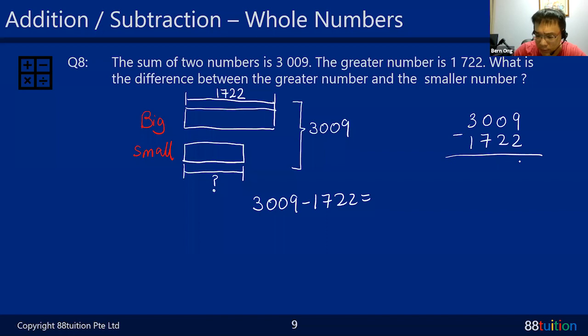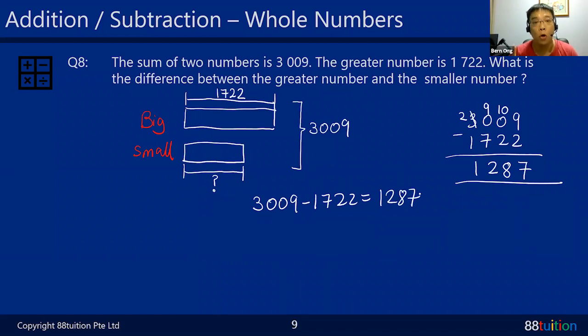All right, 9 minus 2 is a 7. You borrow from 3 to give you a 2, 9, and 10 here. 10 minus 2 is an 8, 9 minus 7 is a 2, 2 minus 1 is a 1. So your answer is 1287. Is this the answer? No. Wait. Hey, Juby, it's not 1435. I think you typed wrongly. It's 435 only. Juby, be careful. So 1287 is the smaller number here.